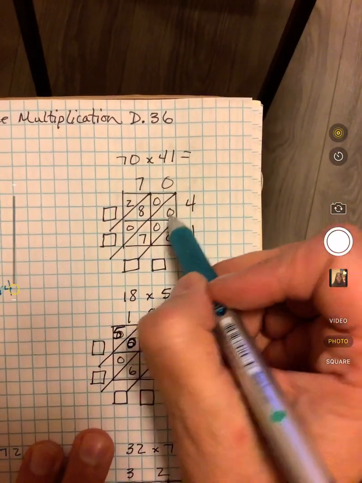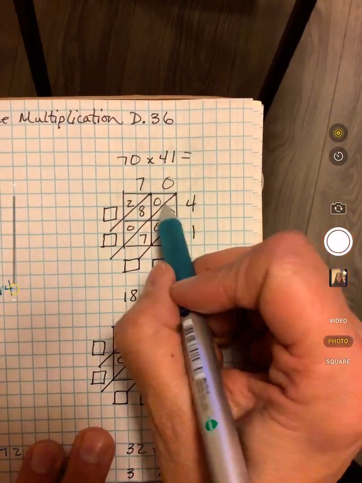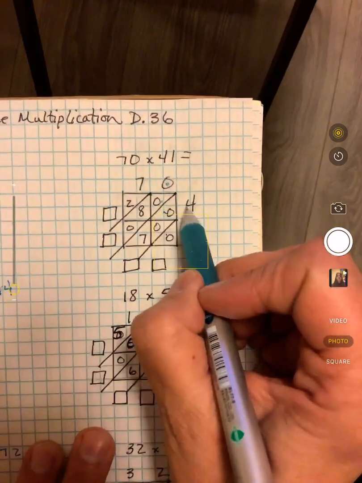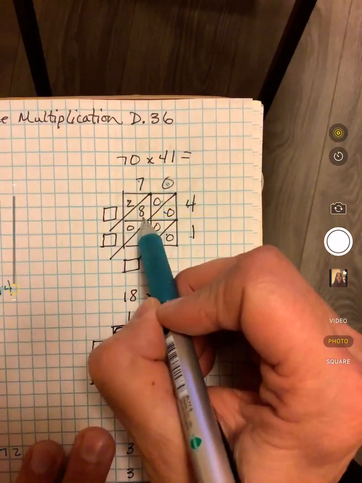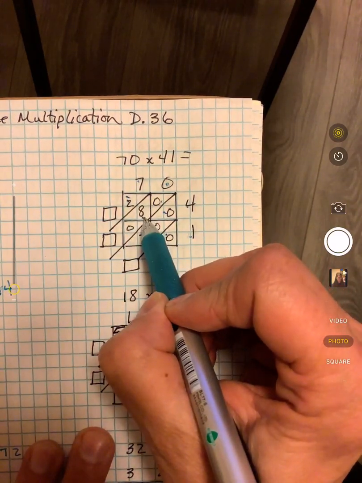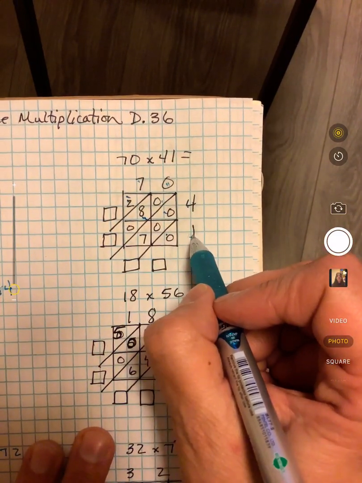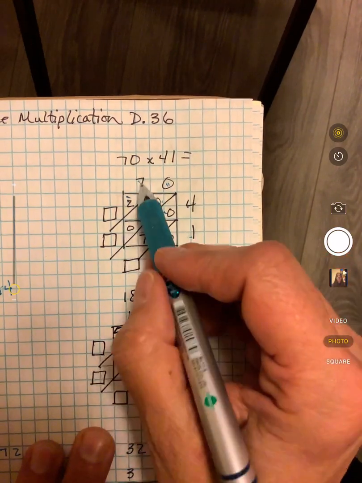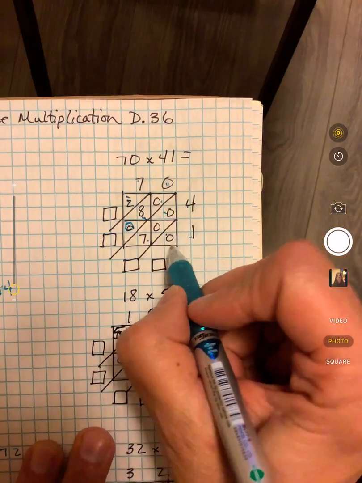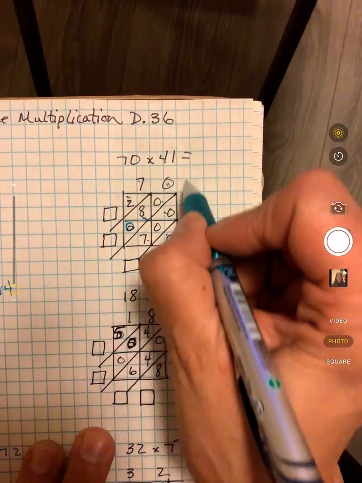Now 70 times 41. 4 times 0 is 0. 1 times 0 is 0. 4 times 7 is 28. The tens go up in the higher part, ones go in the bottom. And then 1 times 7 would be 7. So we put a 0 right there. Okay, ignore the outside numbers now.